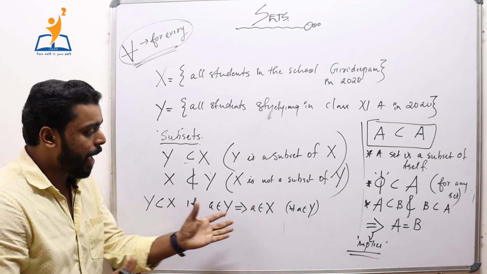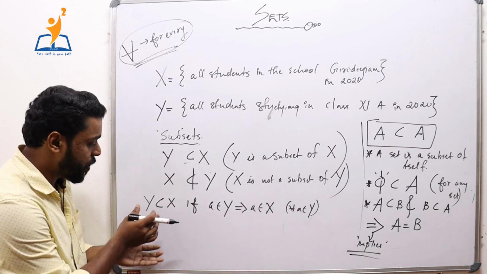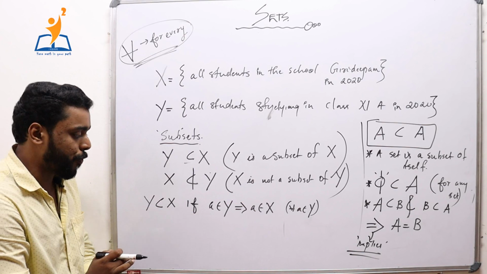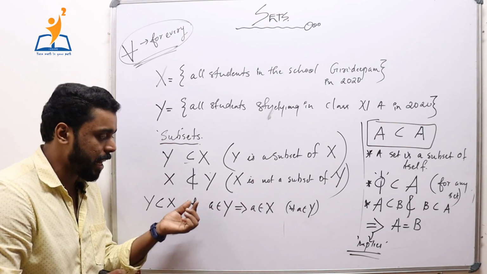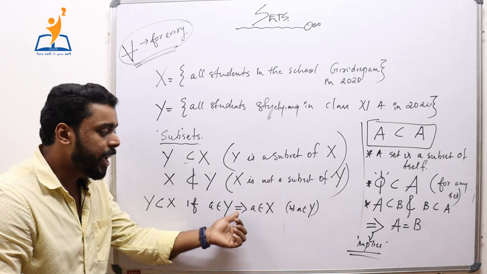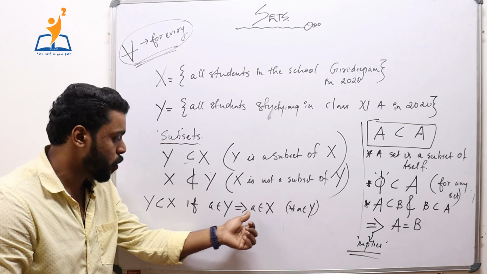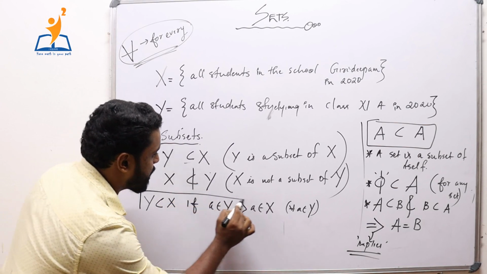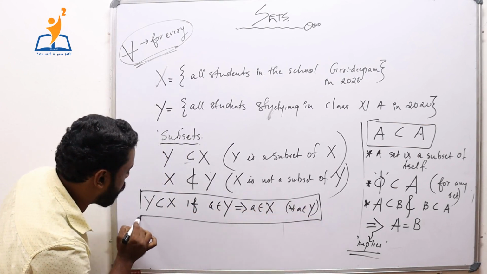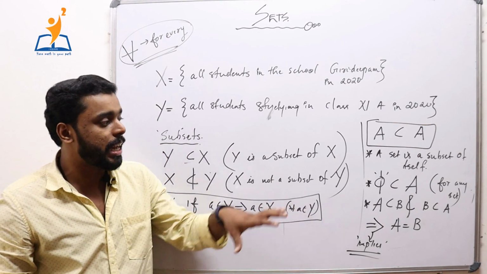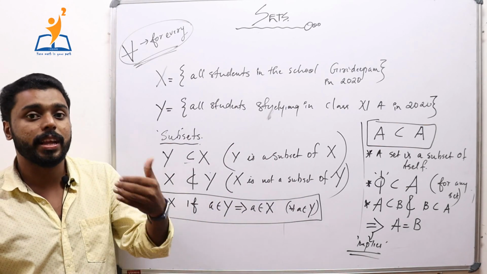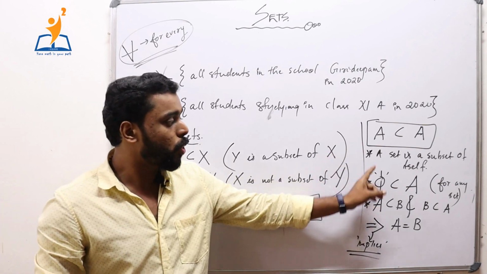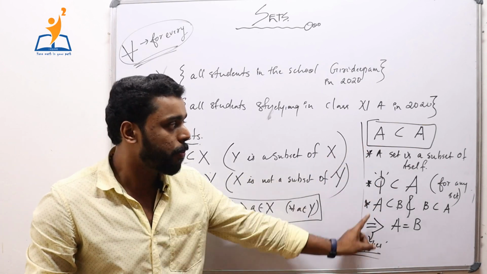So read the mathematical definition of a subset as: Y is a subset of X if a element of Y, which means that whenever a member is in Y, it must be in X also. Then we say that Y is a subset of X. Note the definition, very important. So that's about it. Remember that whenever a set is said to be a subset of another set, also remember these three very important properties.